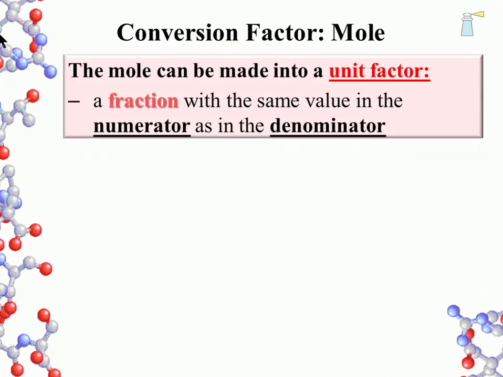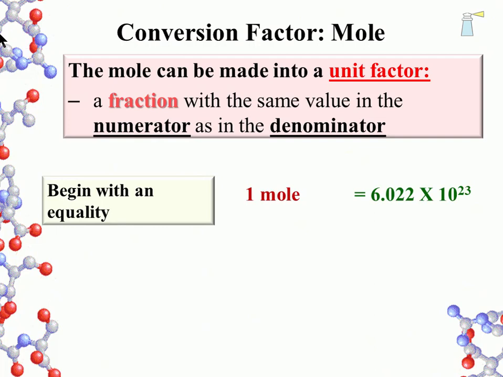As with other counting units covered in this lecture, the mole can be made into a unit factor as long as it is a fraction with the same value in the numerator as in the denominator. Repeating the process of generating a unit factor begins with an equality. 1 mole equals 6.022 times 10 to the 23rd.